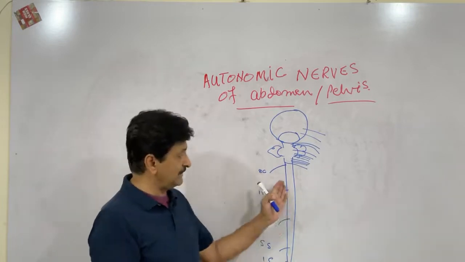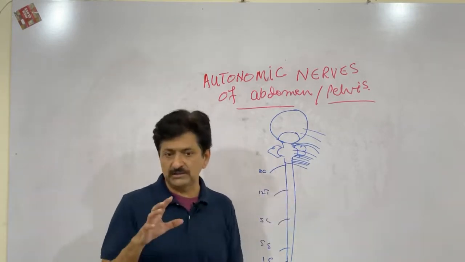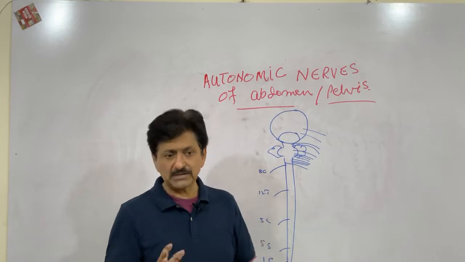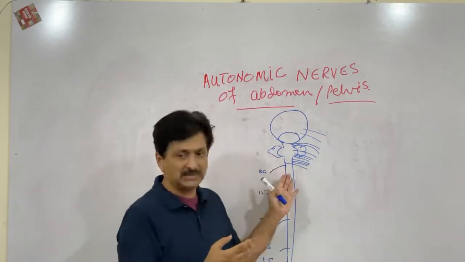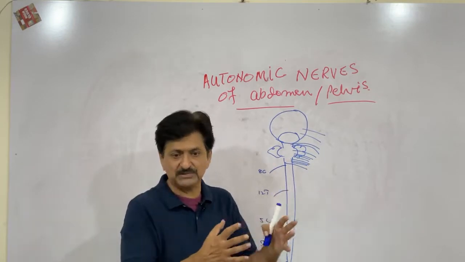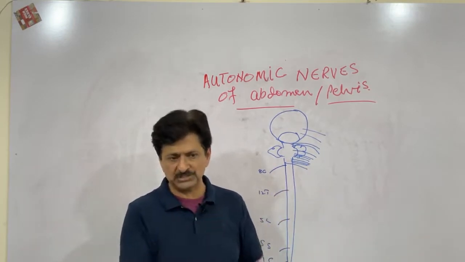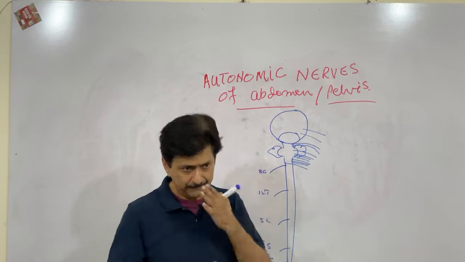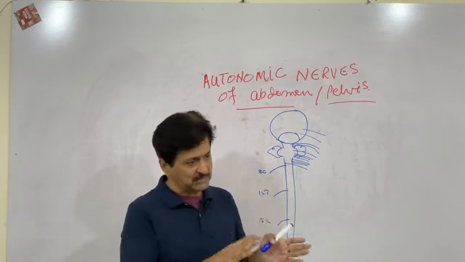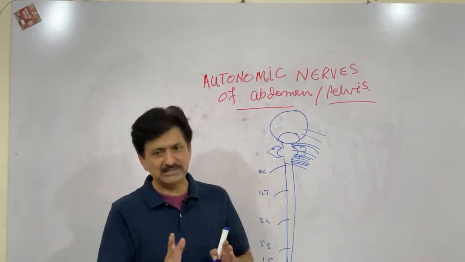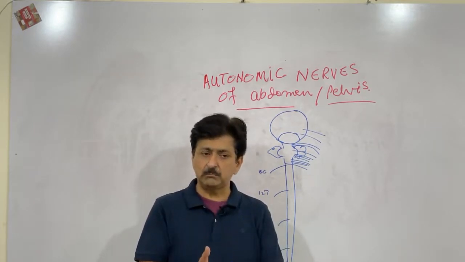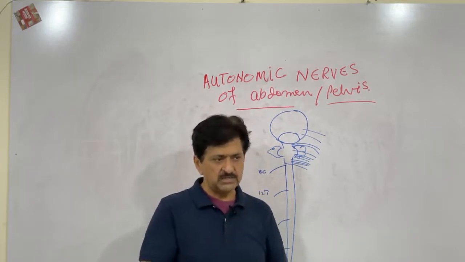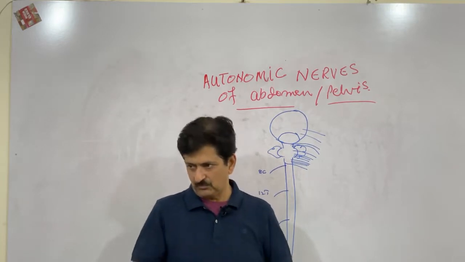And you know already that this central and peripheral nervous system arrangement you are using for two important functions, motor and sensory. But it's not just motor and sensory. Motor is again of 2 types. Sensory is again of 2 types.